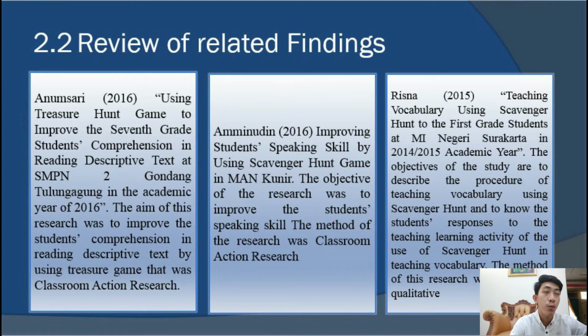Now we move to 2.2, review of related findings. There are 3 related findings that I found. The first one is from Anum Sari 2016. Using treasure hunt game to improve the 7th grade student comprehension in reading descriptive text at SMP Negeri 2 Gondang, Tulungagung in the academic year of 2016. The aim of this research was to improve the students' comprehension in reading descriptive text by using treasure hunt game. The method of the research was classroom action research.